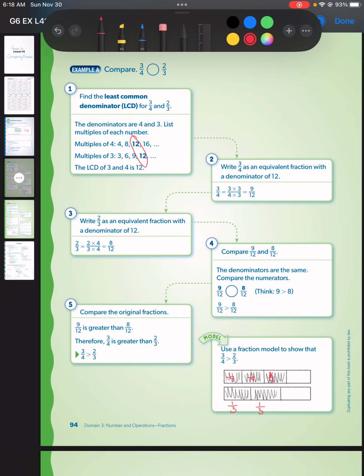Now that I have common denominators, I can easily ask myself, is 9 greater than or less than 8? It is greater than 8, therefore 9/12 is greater than 8/12. Remind students that they need to go back to their original fractions and compare those. Because 9/12 is greater than 8/12, then 3/4 is greater than 2/3. And their last step is to draw a model to show that 3/4 is greater than 2/3.